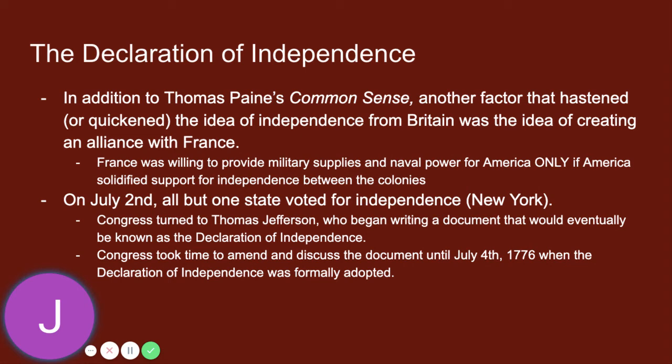On July 2nd, all but one state voted for independence. That was New York. Congress turned to Thomas Jefferson, who began writing a document that would eventually be known as the Declaration of Independence. After Thomas Jefferson finished writing it, Congress took some time to amend it and discuss the document until July 4th, 1776, when the Declaration of Independence was formally adopted. And you guys should recognize the date of July 4th, 1776 as our Independence Day.